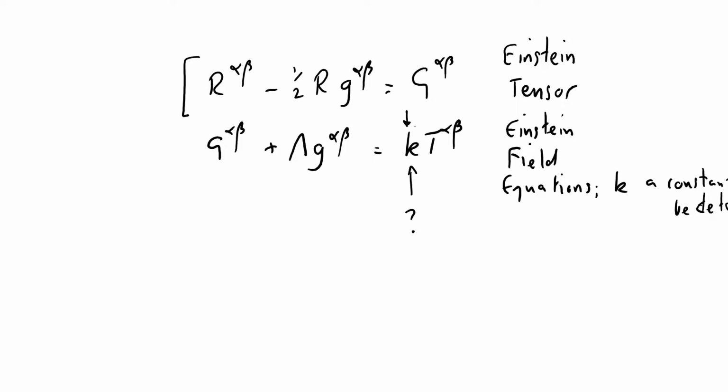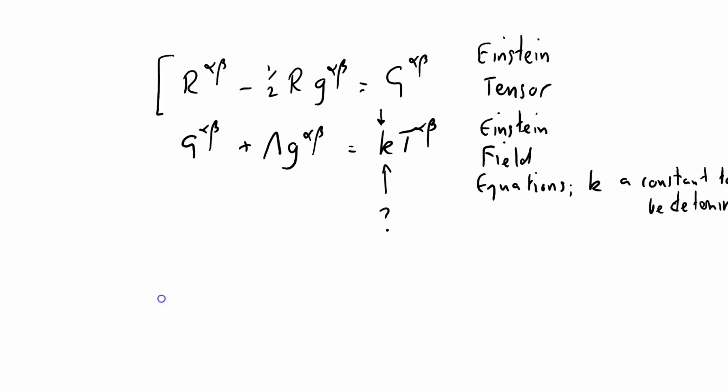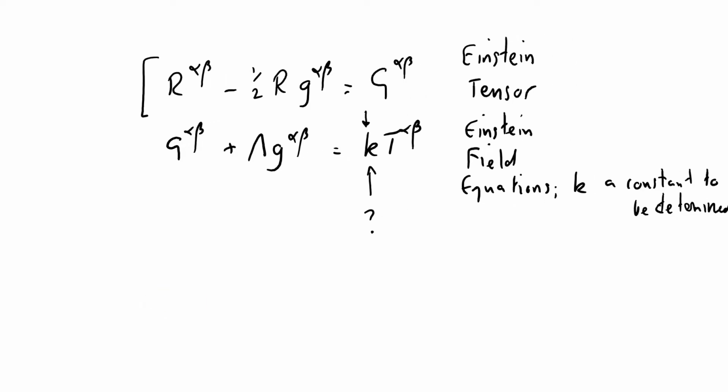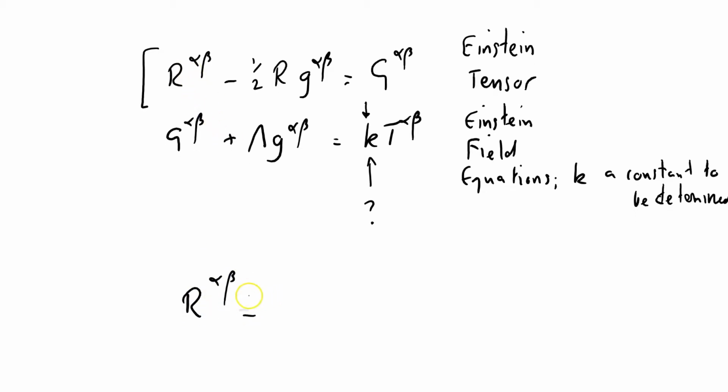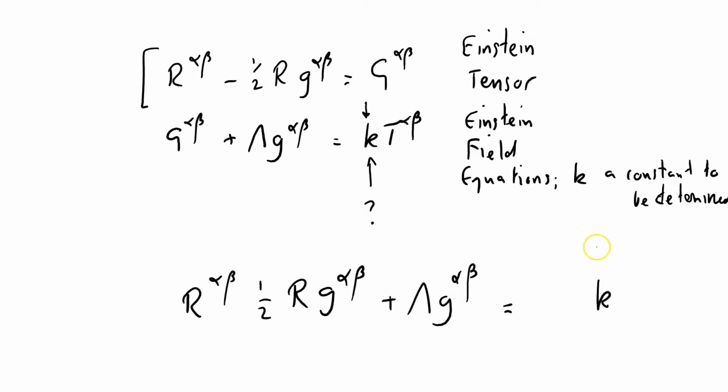So what I'm going to do is start a long sequence of argument that will pin down the numerical value of k. It's just a scalar, it's just a constant. It's not a function of anything, it's just a constant. And okay, well let's just start by writing out the field equations in their full form. Ricci tensor minus a half Ricci scalar g alpha beta, and that's the Einstein tensor, plus the cosmological constant g alpha beta equals some constant k, which we don't know, times the stress energy tensor.